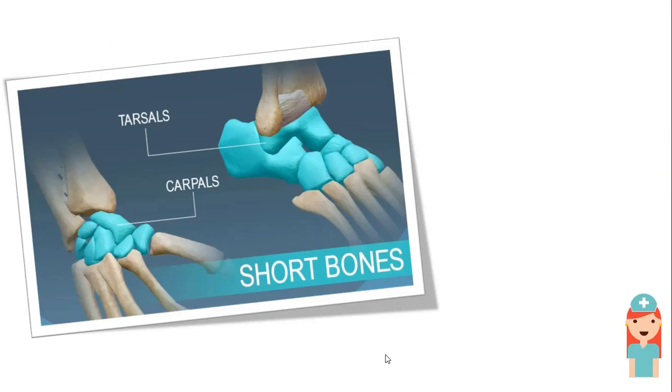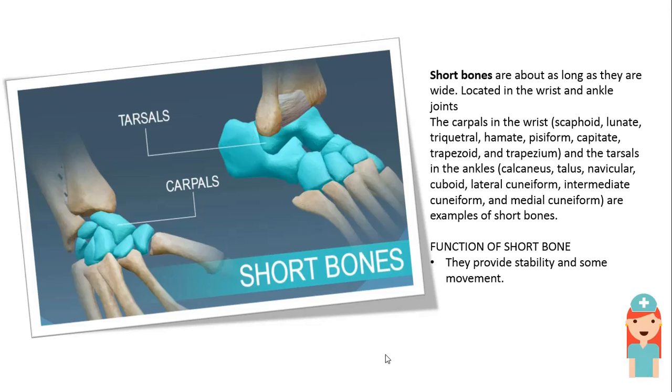We'll be talking about the short bones. Tarsals and carpals are the short bones present in the human body. Short bones are about as long as they are wide, located in the wrist and the ankle joints. The carpals in the wrist and the tarsals in the ankles are examples of short bones. So the carpals are present in the wrist area, whereas the tarsals are present in the ankle area.